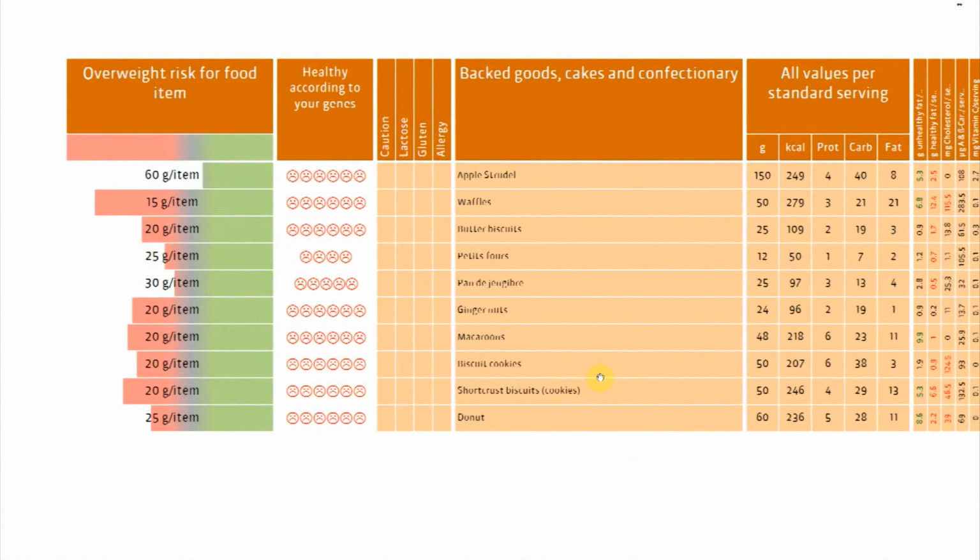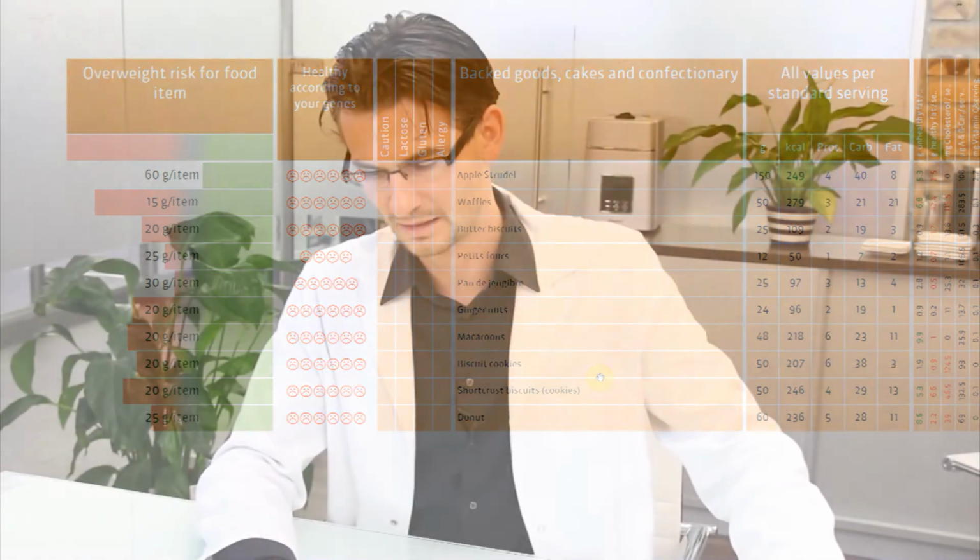So what this tells us, this bar here, when it's green, small and green, it means this food is not a problem for you and your genes. Eat as much as you want from it, almost. So you can eat a lot of it. If it's large and red, like here, it means this type of food is a big problem for your genes. This is going to make you overweight much more than other food in the green area.